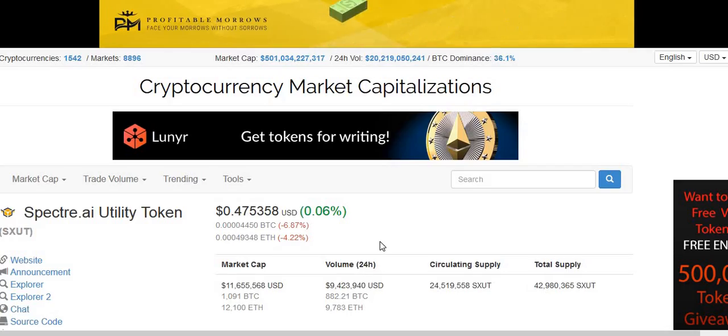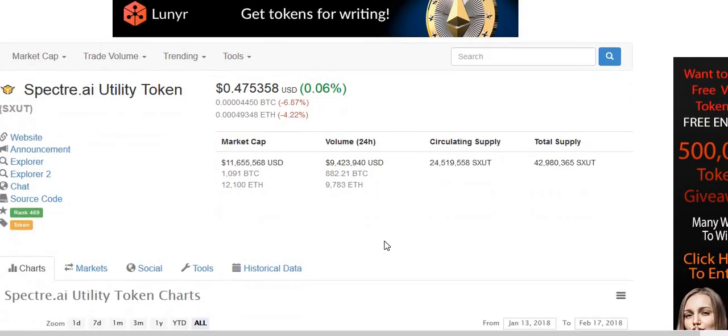Okay, if we come over to CoinMarketCap, we'll have a quick look at what's happening with the utility token. You can see pretty good volume. Total circulating supply 24.5 million. Total supply 42, almost 43 million. Almost 10 million in volume and trades in the last 24 hours, so that's respectable. And we're looking at an 11.5 million market cap at the moment.